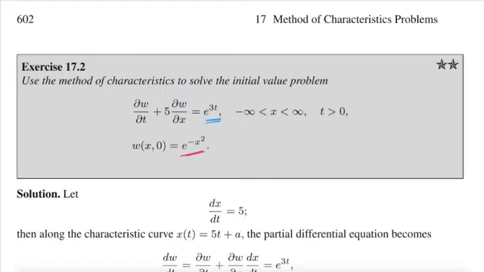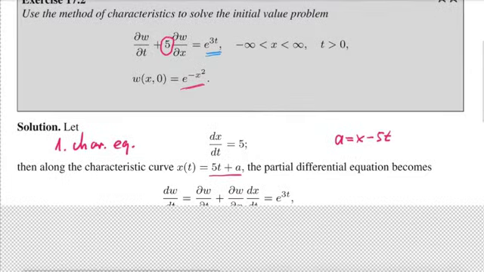So the first characteristic equation is dx/dt is 5, right? That was the coefficient here in front of the d/dx term. So we solve it as 5t plus a, and then we get the anchor point, of course, a is x minus 5t from this. Easy. But now what happens to the rest of the equation?